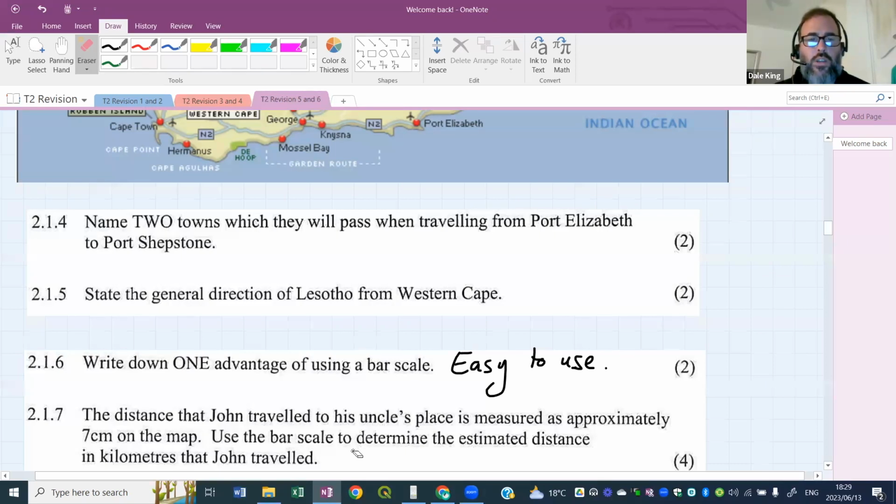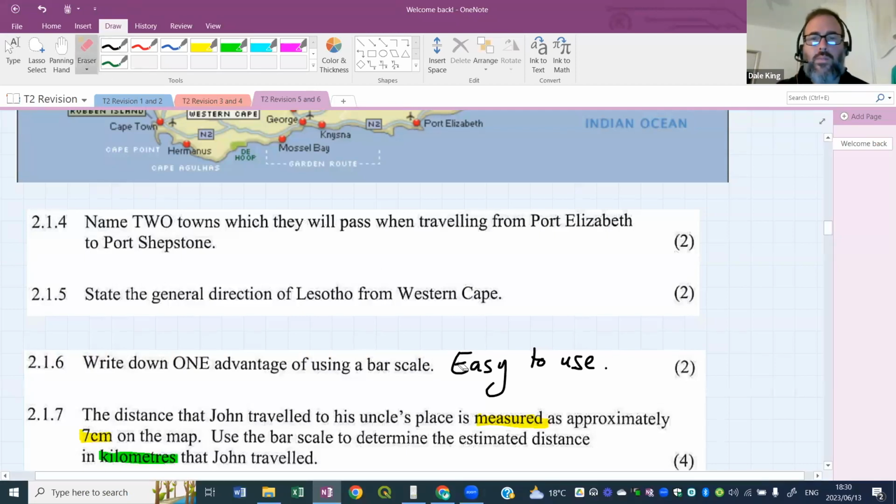Use the bar scale to estimate the distance in kilometers that John traveled. Let's read it again. The distance that John traveled to his uncle's place is measured as approximately 7 centimeters. Use the bar scale to determine the estimated distance in kilometers. So we've got to go from our ruler measured 7 centimeters to real world kilometers.